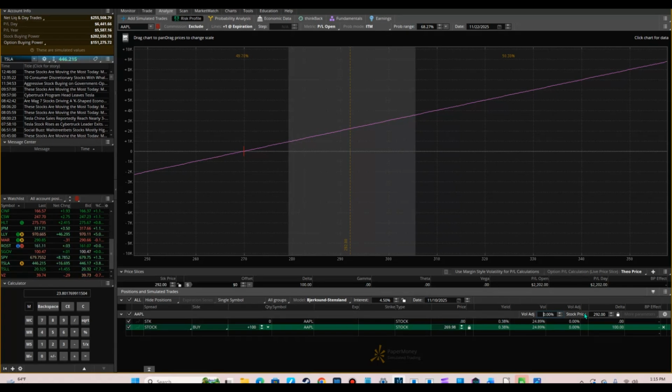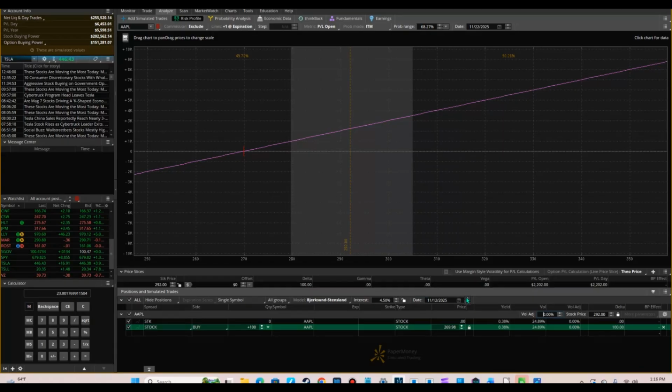So no impact for volatility, but what about time? Remember, we said we were simulating. We just simulated if the price went up to $292 on the same day. But what if the time passes? Well, we have two ways of changing time. We can click on the calendar and just go to a particular date, or we could just advance the date or decrease the date.